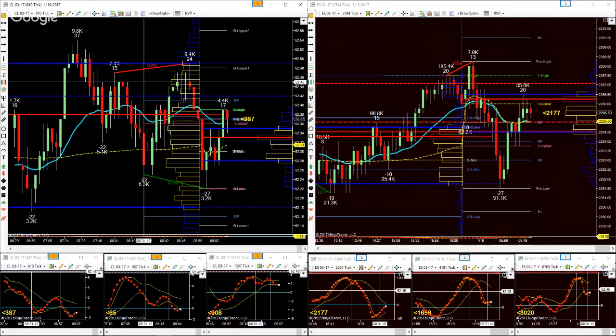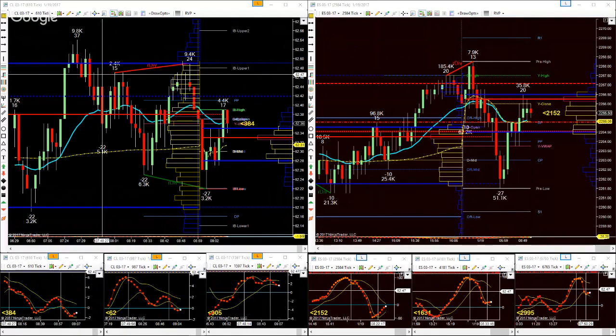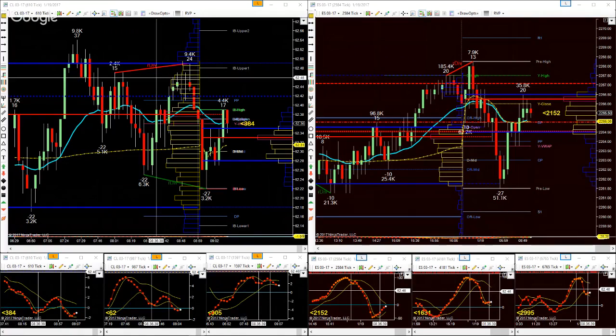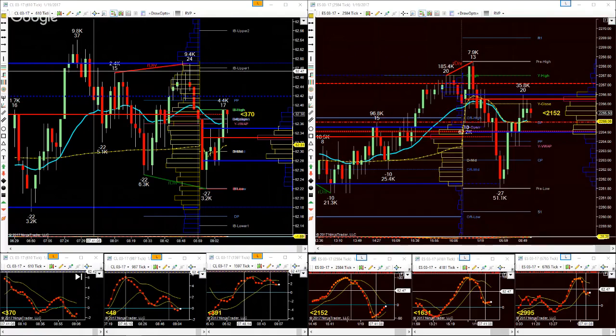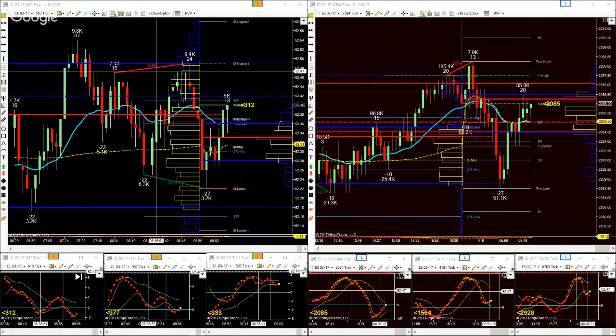While this is going slow, I'm going to jump over to my other screen to try to fix something. Okay, didn't give us a pullback yet.